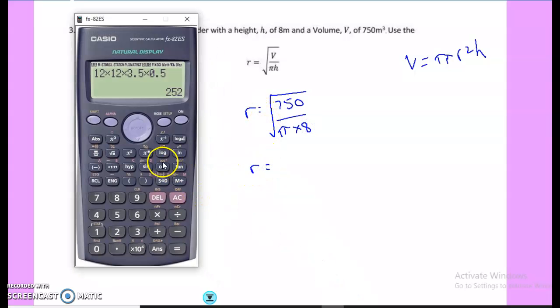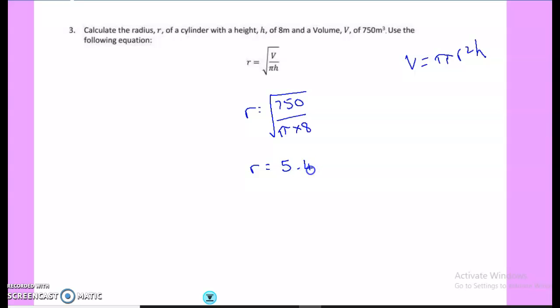Okay, typing that straight into the calculator, that's the square root of 750 over pi times 8. That would give me 5.46 to 2 decimal places, and that would be in metres.